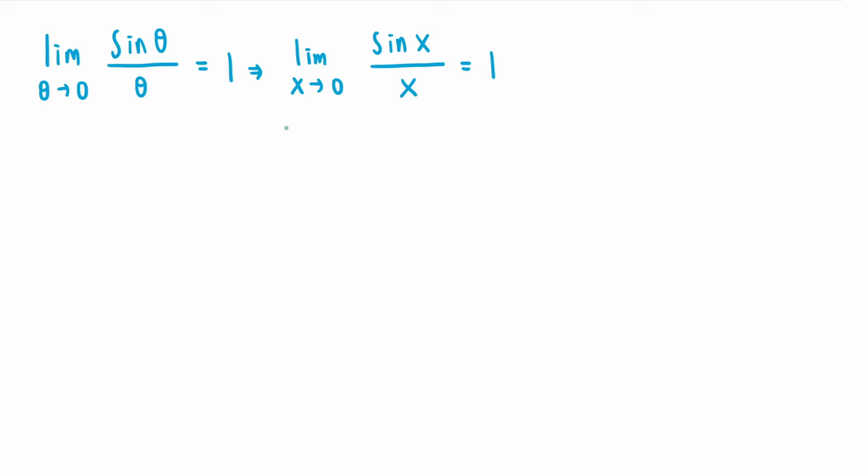So since the limit as theta approaches 0 of sine of theta over theta equals 1, we can use another variable x and infer that the limit as x approaches 0 of sine of x over x is equal to 1, which is what we were trying to prove.